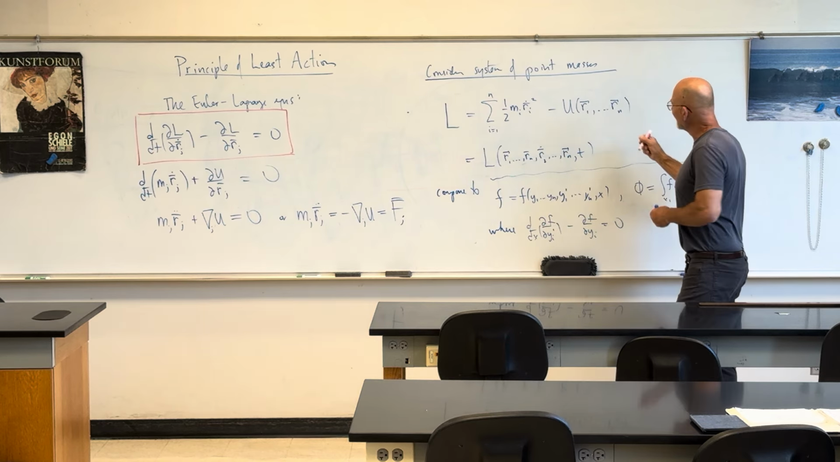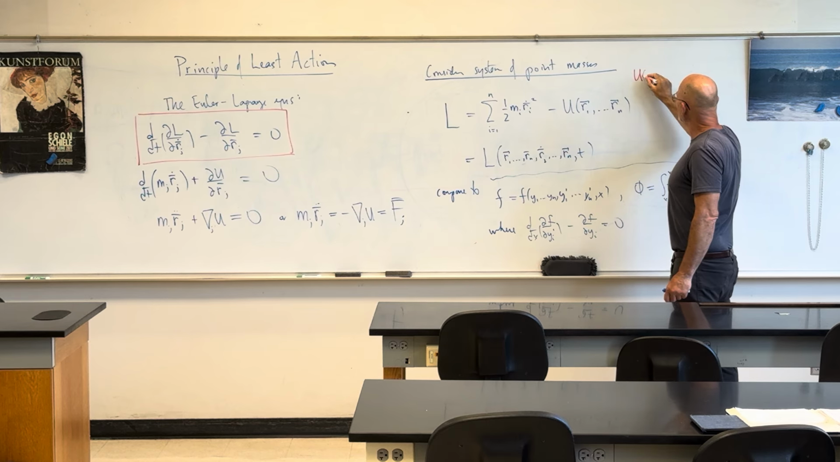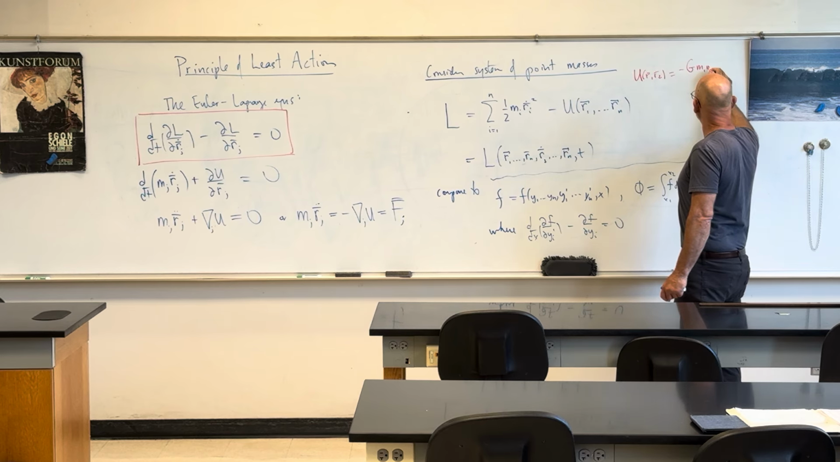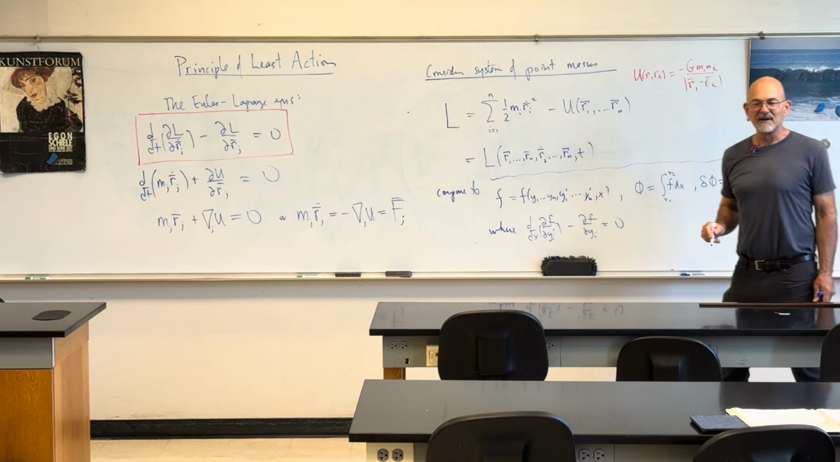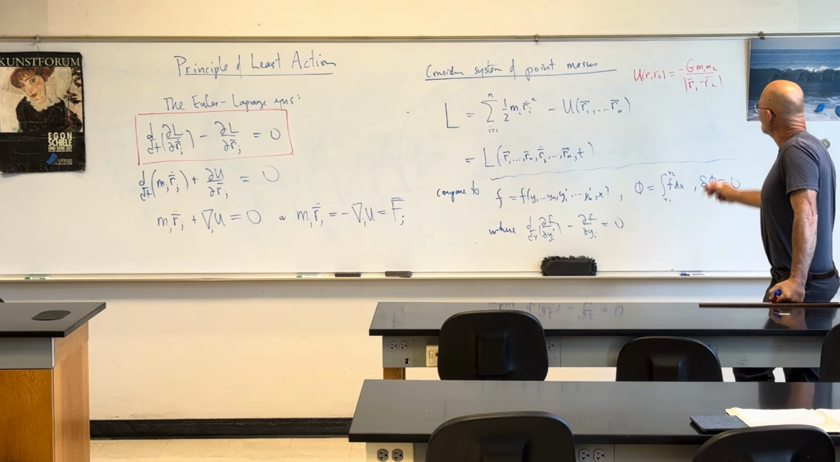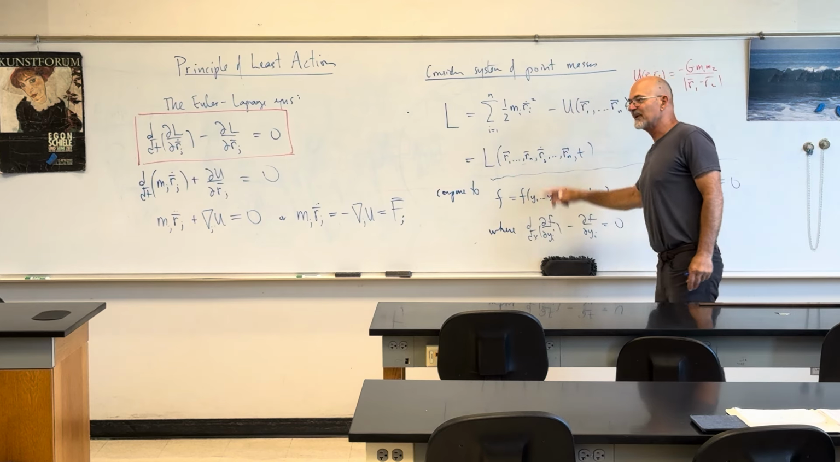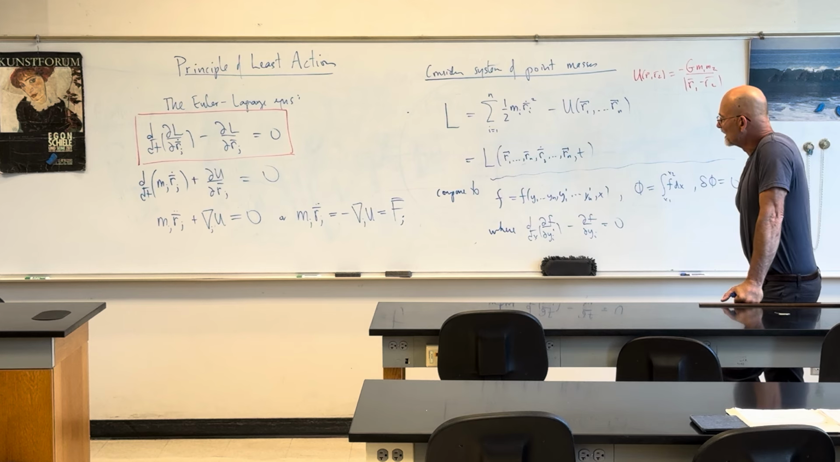You guys remember this example here? One example was U of R1 and R2 equals minus G M1 M2 over the magnitude of R1 minus R2. Right, we did that one at some length last semester. The two-particle potential. And this generalizes to n particles with a bit more mess. Good, yeah, so there we go.